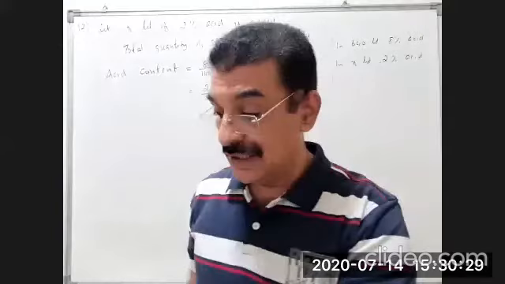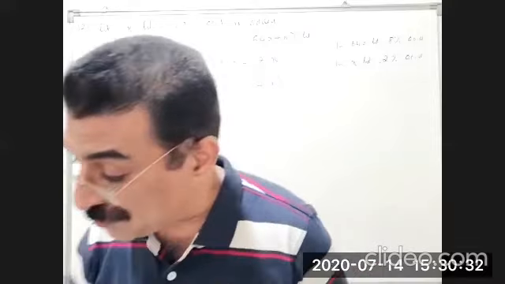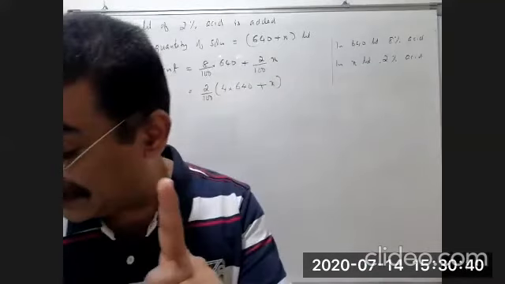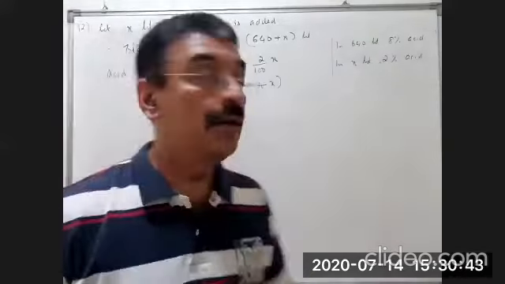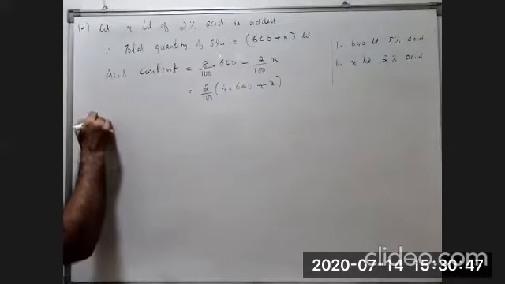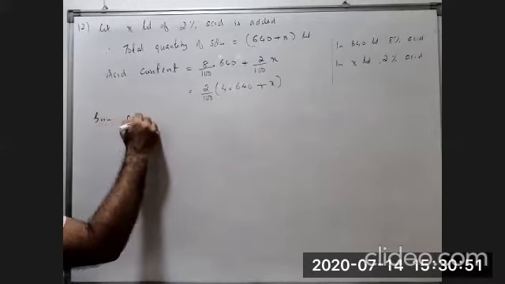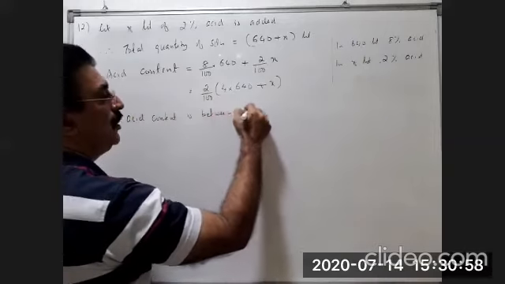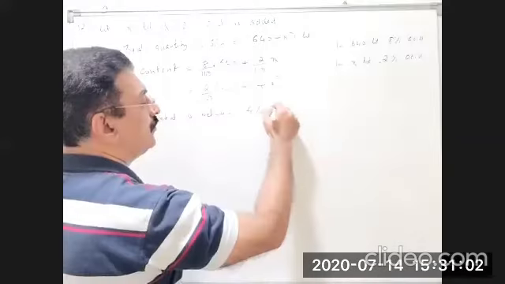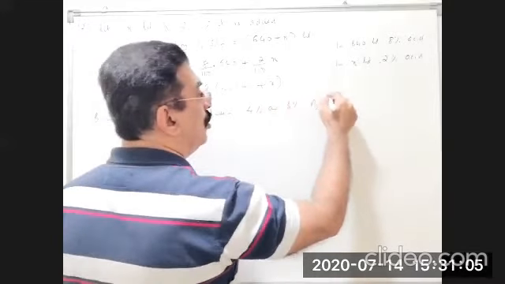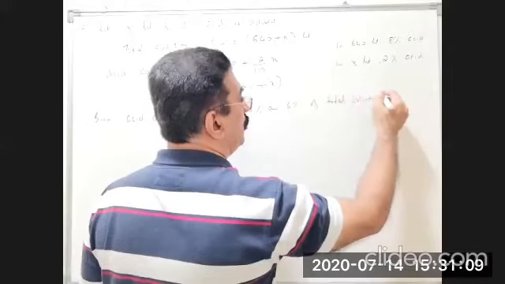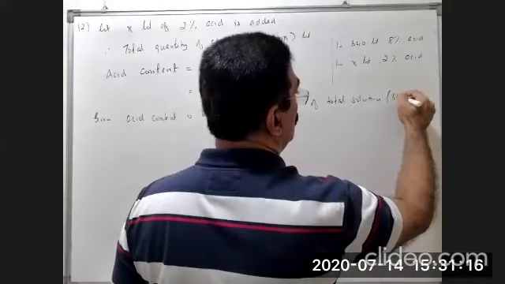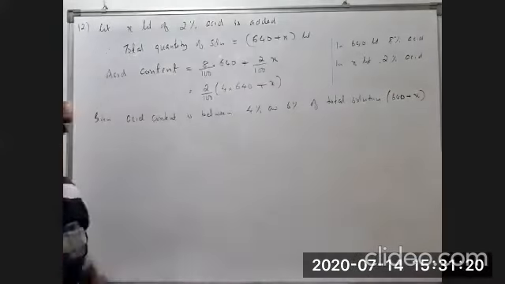Now what is given? This acid content should be between which percent? The resulting mixture is to be more than 4% but less than 6%. So the given acid content is between 4% and 6% of total solution. What is the total solution? Total solution is 640 plus X.